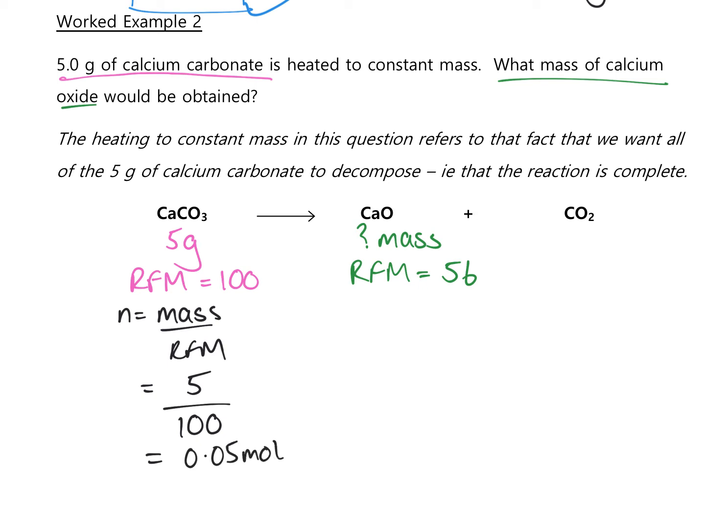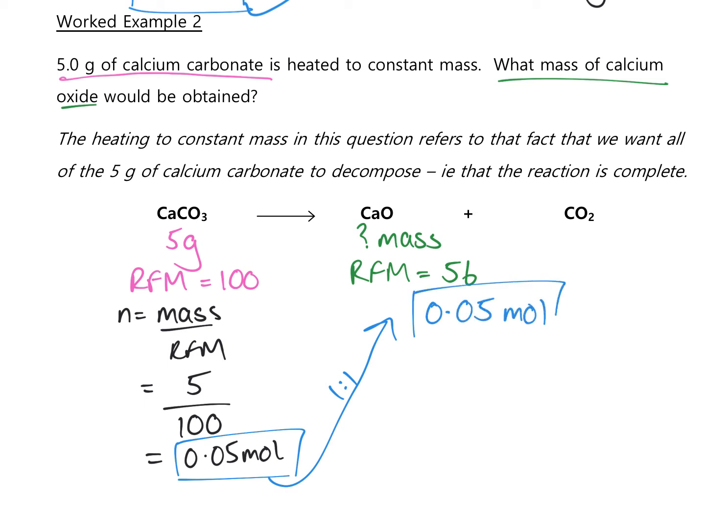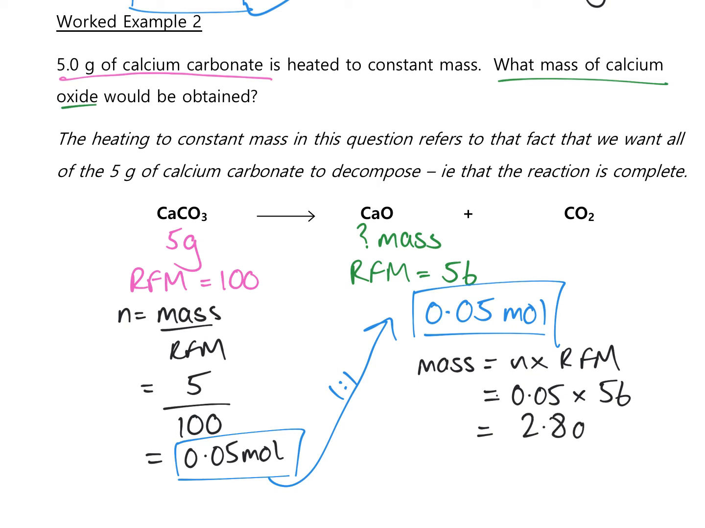Again, hopefully you saw that your ratio is simply 1 to 1. So 0.05 moles of calcium carbonate is going to give you 0.05 moles of calcium oxide. Sorry, I think I was saying this the wrong way around. Then just convert simply back to mass by using N equals moles times RFM. And then that's 0.05 times by your 56. And that will give you 2.8 grams.